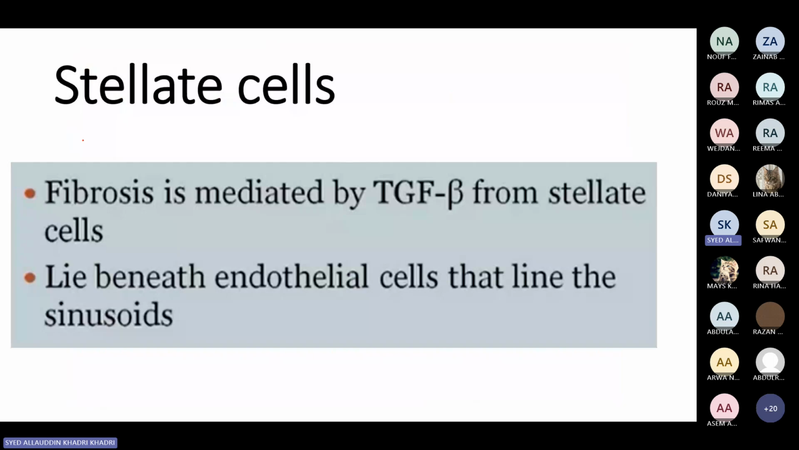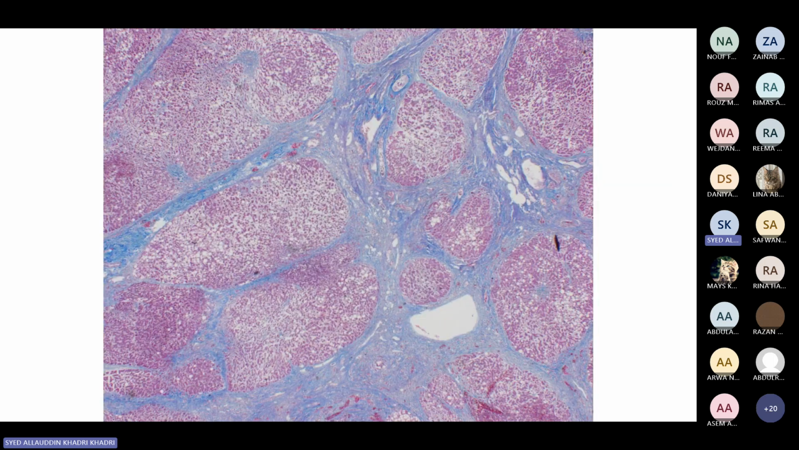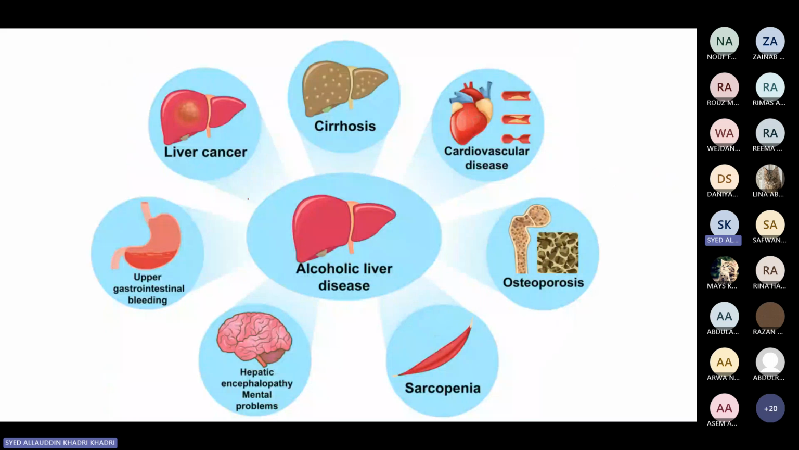Okay. Well, I told you about the stellate cells. These are the cells mediated by TGF beta, lying beneath the endothelial cells in the sinusoids. You can see there is a trichrome stain which indicates the fibrosis. You can see all this area stained, and these are the regenerative nodules of cirrhosis of the liver. So this is alcoholic liver disease, which can cause cirrhosis, liver cancer, upper GI bleeding, hepatic encephalopathy, sarcopenia, osteoporosis, cardiovascular disease like that.